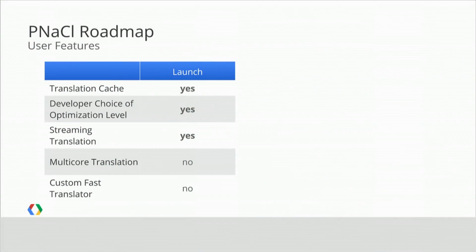So on the user side, the user experience, we're going to have translation caching from day one. We're going to have optimization level control so the user can say whether you want that splash screen to be compiled quickly and up in front of them or whether you want your physics engine to provide the utmost performance. And we're also going to give the progress events so that you can build UIs that tell the user what's going on.